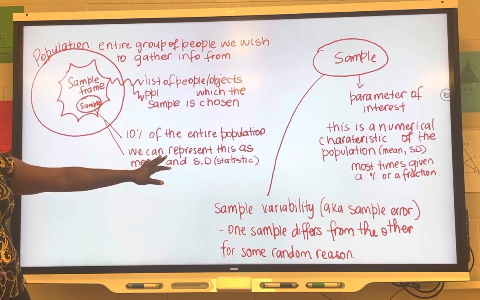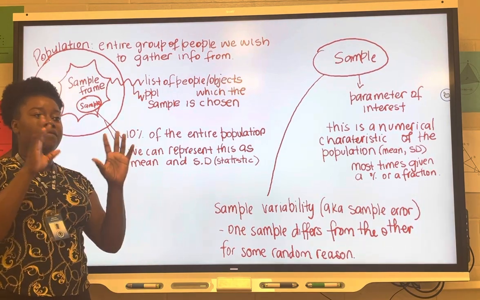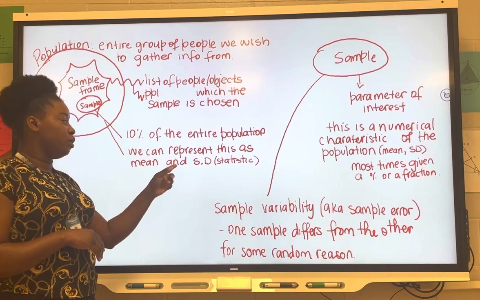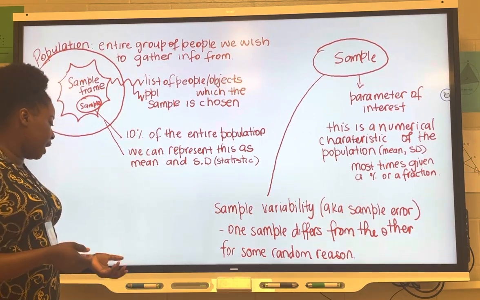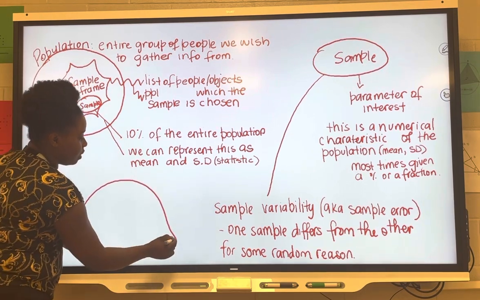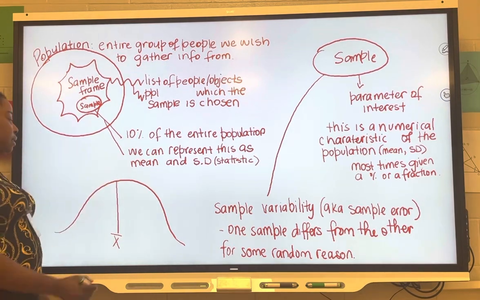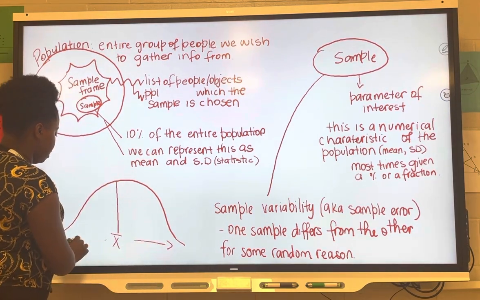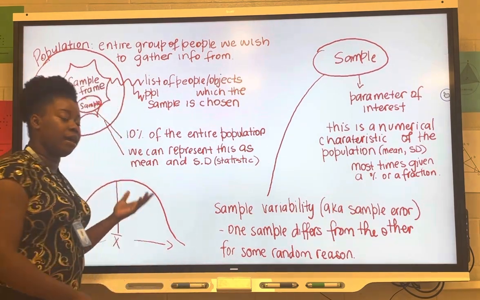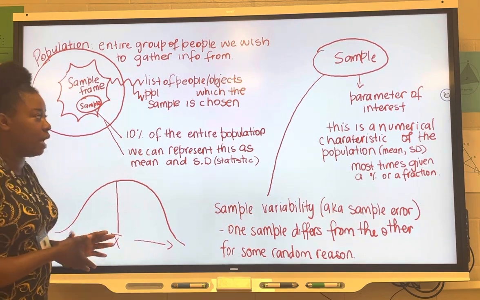From your sample, we can represent the mean and the standard deviation of the entire population. And you guys know how to find the mean, you know how to find the standard deviation. And again, from this, the idea of the bell curve comes in, because the mean will be the center of the population, and the standard deviation is either increasing or decreasing, to the left or right. So these will give an idea of where your population stands and help you to answer questions that come after.